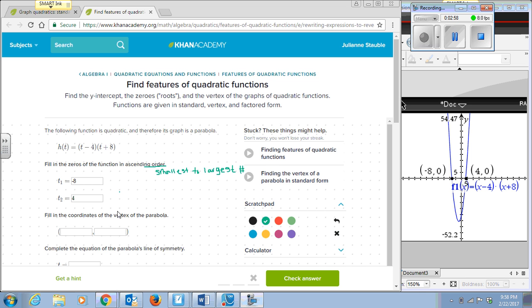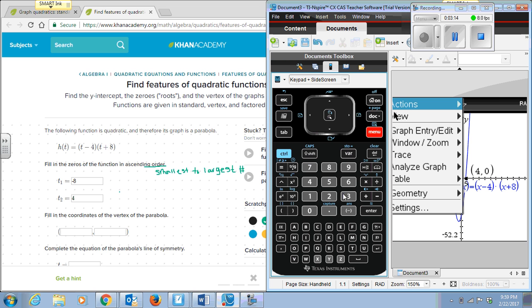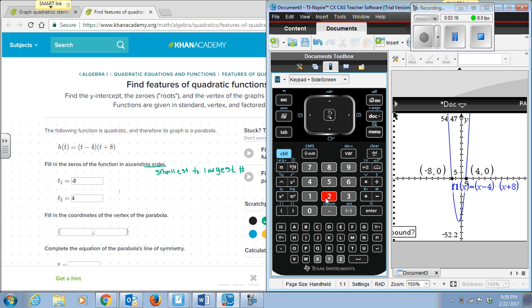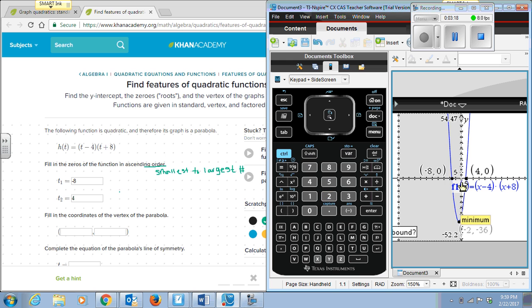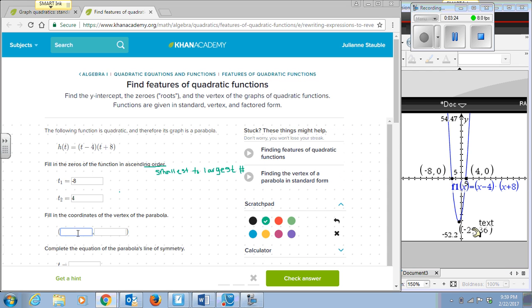Then we need to find our vertex, which remember is either the tallest or lowest part of our graph. So for us, this is a minimum because that vertex is at the bottom. So I need to use menu 6-2. And this time I will highlight the whole picture. And I get my vertex as -2 and -36.